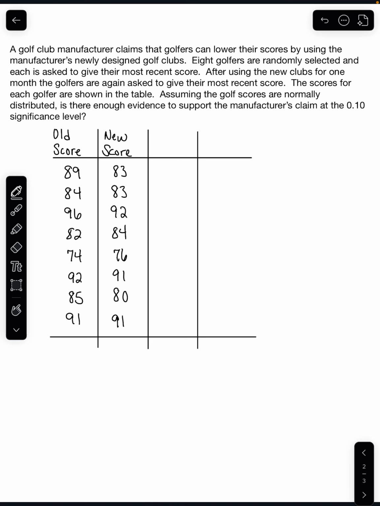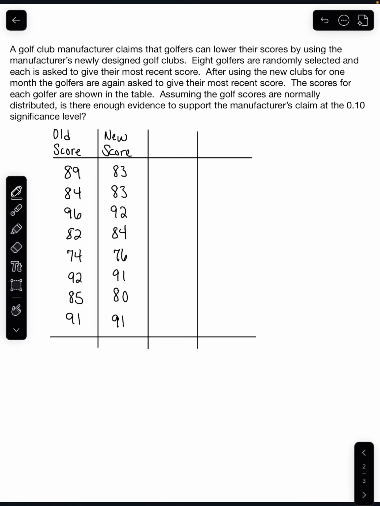In this example, a golf club manufacturer claims that golfers can lower their scores by using the manufacturer's newly designed golf clubs. To test this, 8 golfers are randomly selected, and each is asked to give their most recent score. Then they're given the new clubs, and they use those new clubs for a month. This is what we would refer to as the treatment. They are given something that is expected to produce a change. And then we see if that change occurs.